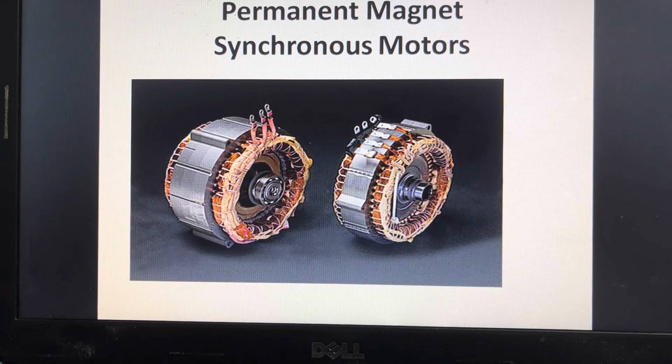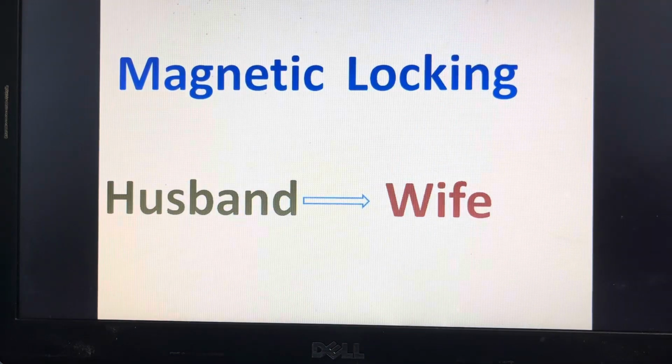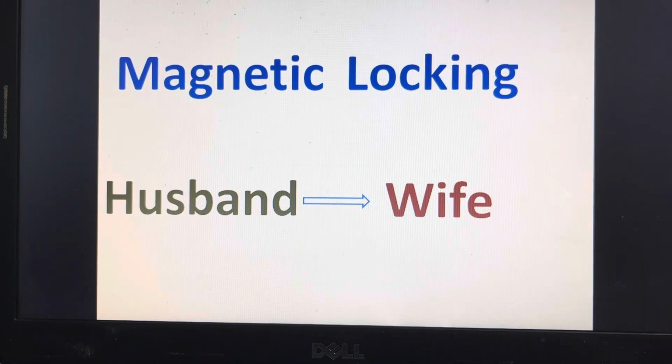So this is a permanent magnet synchronous motor. You will have magnets in the rotor. In the stator you have 3-phase distributed winding. So it works on the principle of magnetic locking. The rotor gets locked to the field in the stator. So when a 3-phase balanced voltage is applied, a rotating magnetic field is produced and the rotor poles get locked to the rotating magnetic fields and it will be running along with the field.